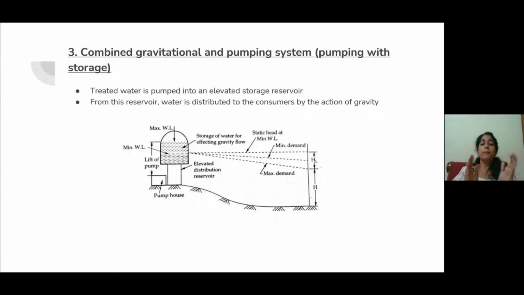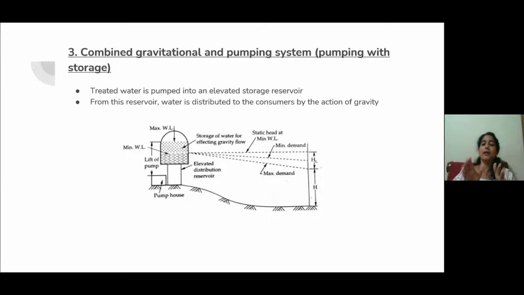The third one is the combined gravitational and pumping system, that is, pumping with storage. This is also a reliable system. Here we are using storage, that is, a reservoir constructed at a high elevation, and the water is pumped from the source after treatment to this reservoir. From this reservoir, constructed in a high elevated area, water is distributed to the public through gravitational force.